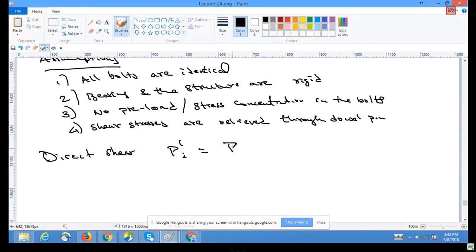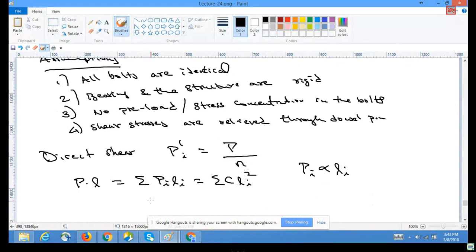P dash is equal to P divided by N. That is pretty simple. Whereas in the other cases, here the moment generated by the eccentricity, P into eccentricity, in this case L, P into L is again given by summation Pi Li, and our Pi is proportional to Li. That means this is equal to summation C Li square. So our C is given by PL by summation Li square.